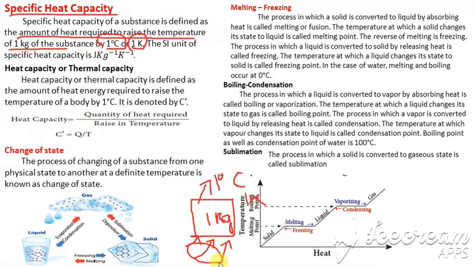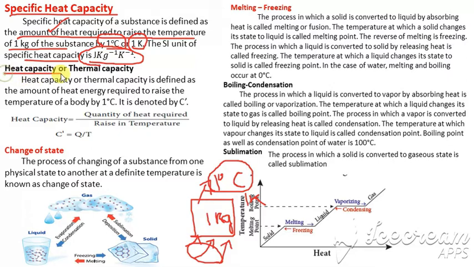Okay, so specific heat capacity of a substance is defined as the amount of heat which is required to raise the temperature of 1 kg of substance by 1 degree Celsius or 1 Kelvin. And the SI unit of specific heat capacity is joule per kg per Kelvin, J kg^-1 K^-1.